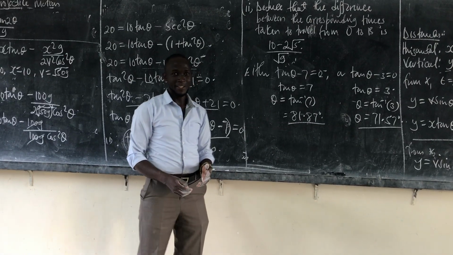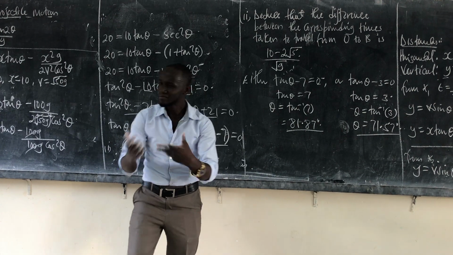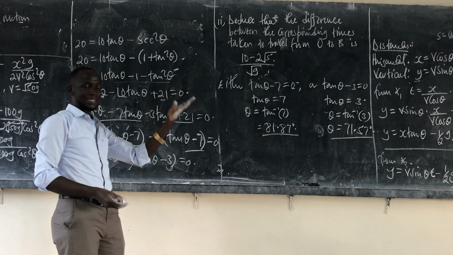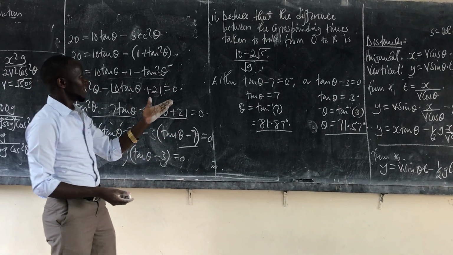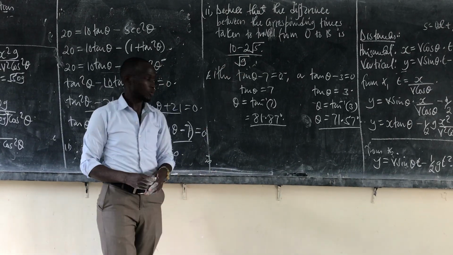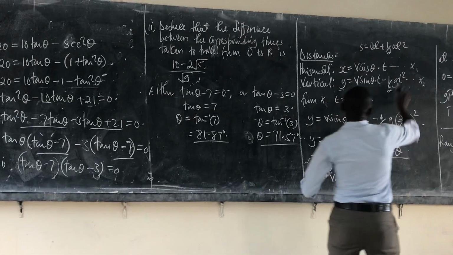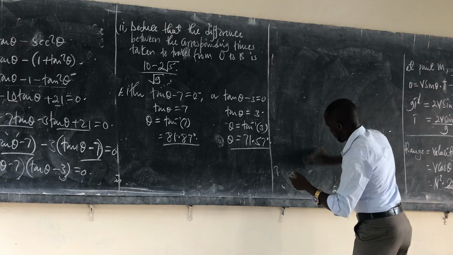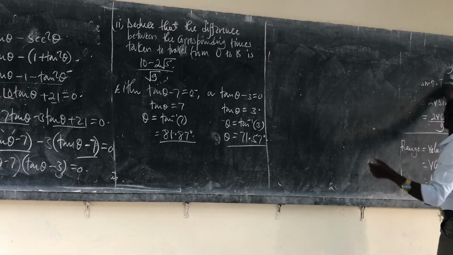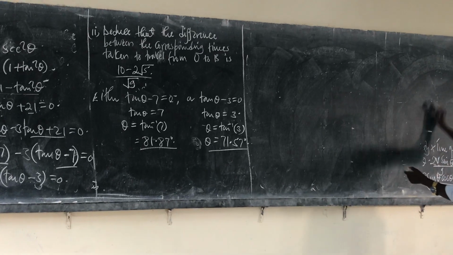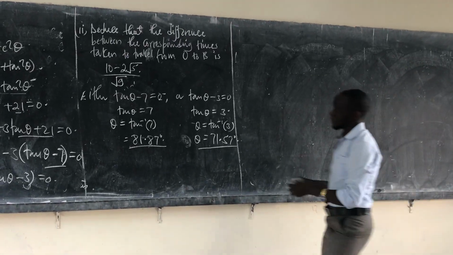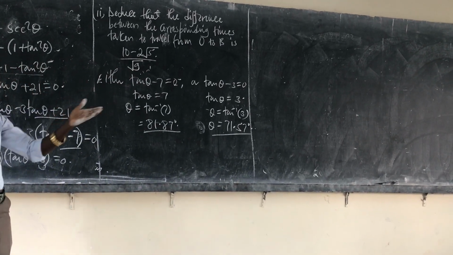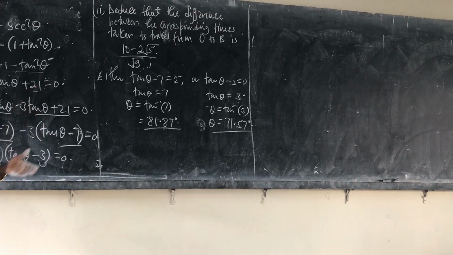Now, here comes the challenging part. According to what has been said, the difference between the corresponding times taken to travel from O to B is 10 minus 2 root 5 out of root g. So, when they said the difference between the corresponding times taken to travel from point O to B is this?